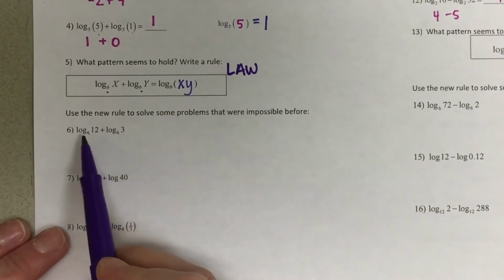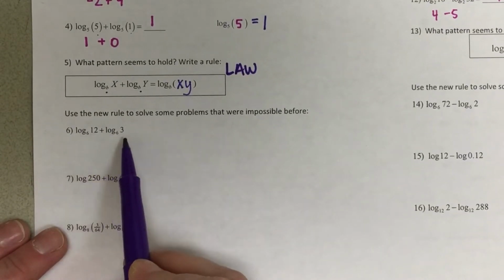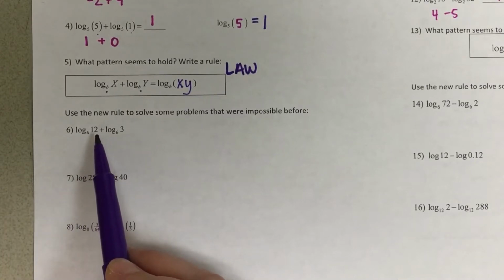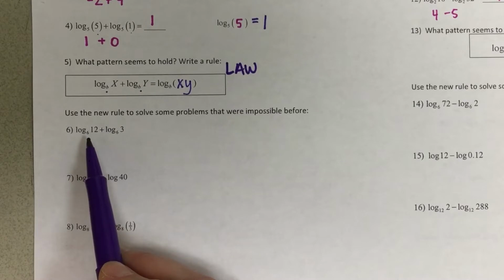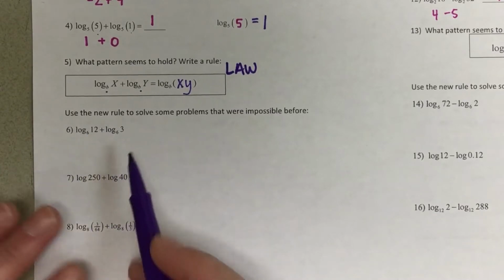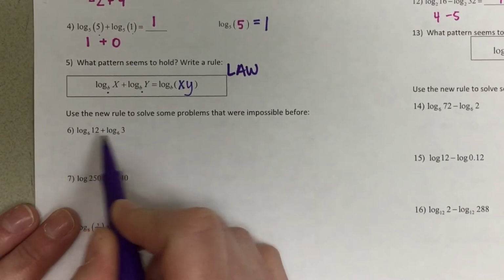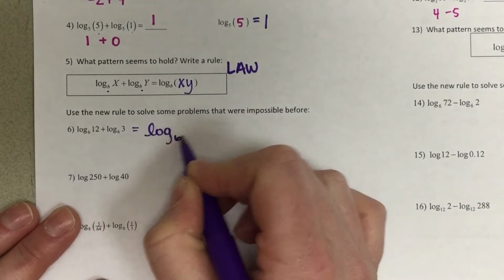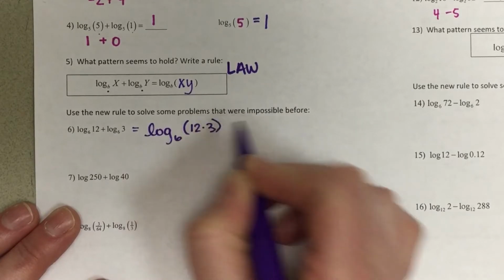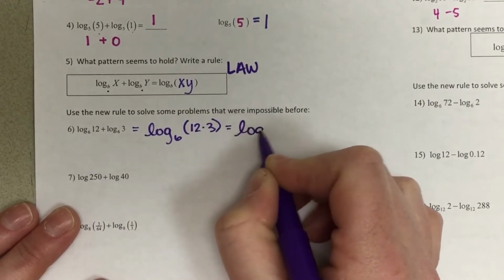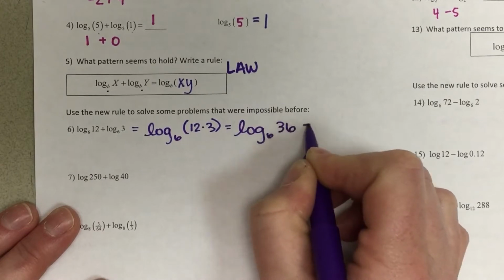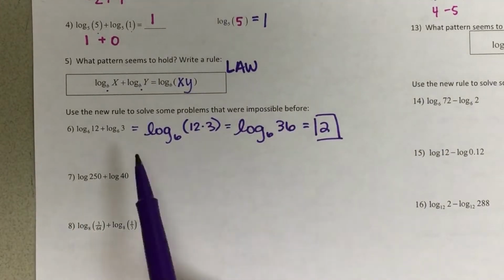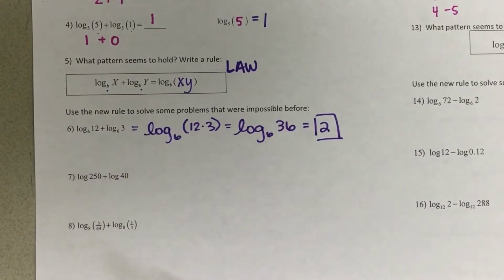So when we take a look at this, if I have log base 6 of 12 plus log base 6 of 3, well, 6 to what power gives you 12? I can't rewrite 12 as a power of 6, so I can't really do anything. But because they have the same base, I can rewrite this as log base 6 of 12 times 3, which is log base 6 of 36, which will equal 2. So I could not have previously evaluated that, but now I can.